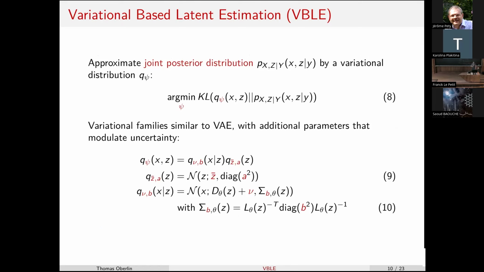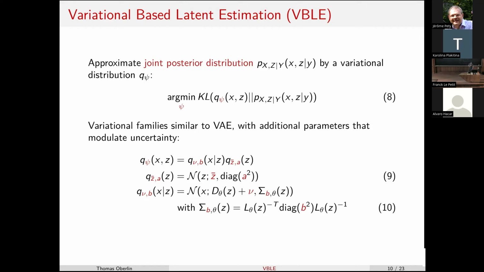Building on this method, we propose the variational-based latent estimation, where instead of computing the MAP, we approximate the posterior distribution, P of x given y, using the variational autoencoder. And actually, we don't approximate only P of x given y, we also include z. So it's a joint posterior distribution, where we are looking for the posterior of x and z given the observation y.